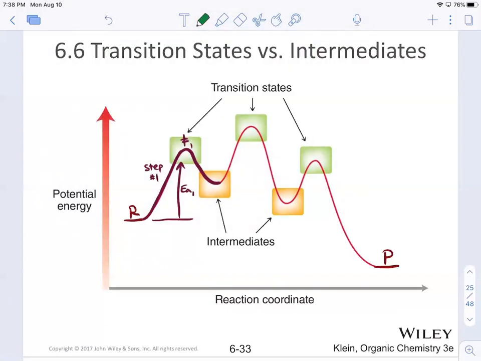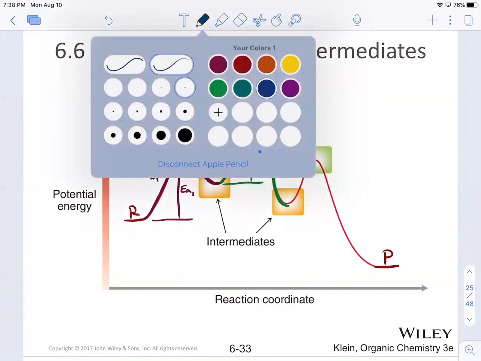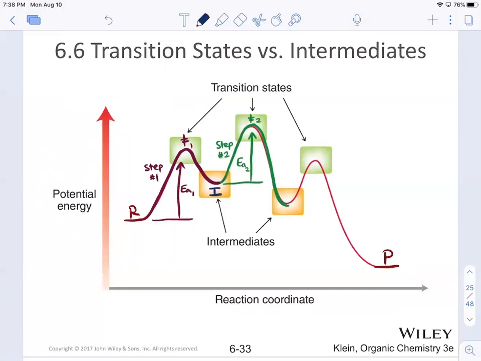What's important to note is that does not need to result in a product. It results in an intermediate if there's a second step. This is step 2. Transition state 2. Activation energy 2. Right? Between two steps are what we call intermediates. They're molecules that are able to be isolated, right? But they are not the final product.